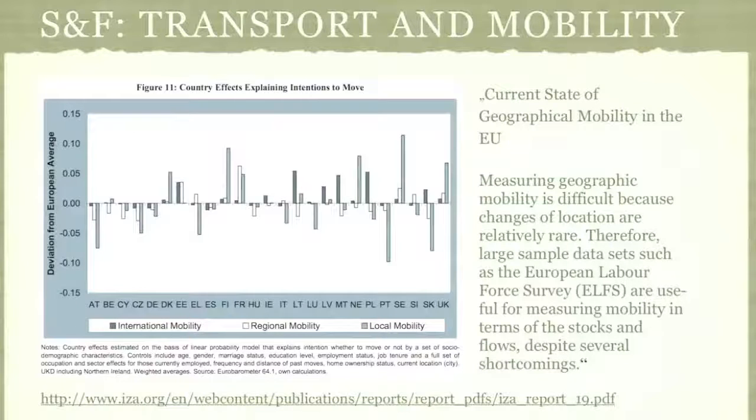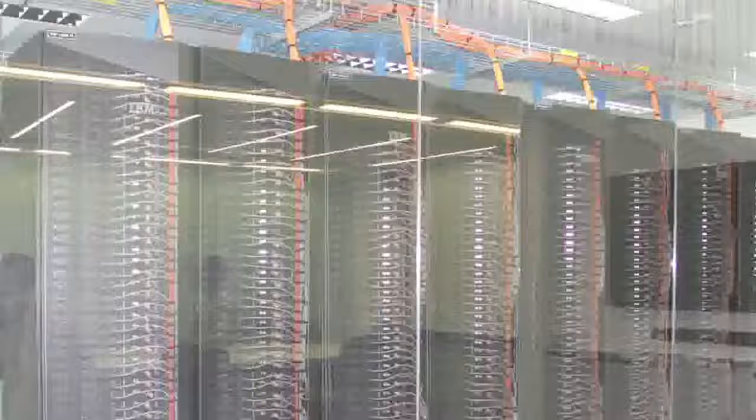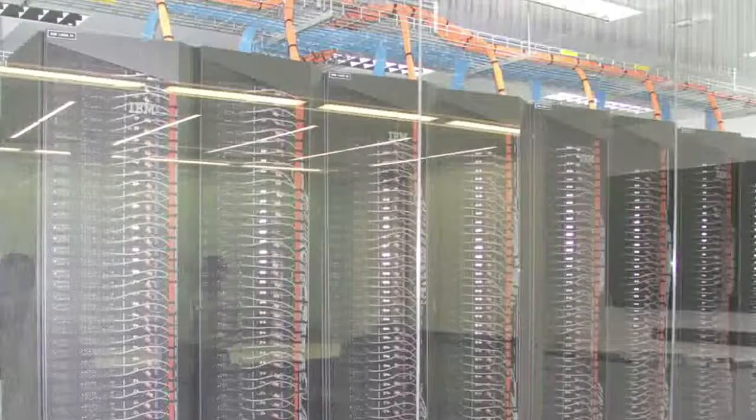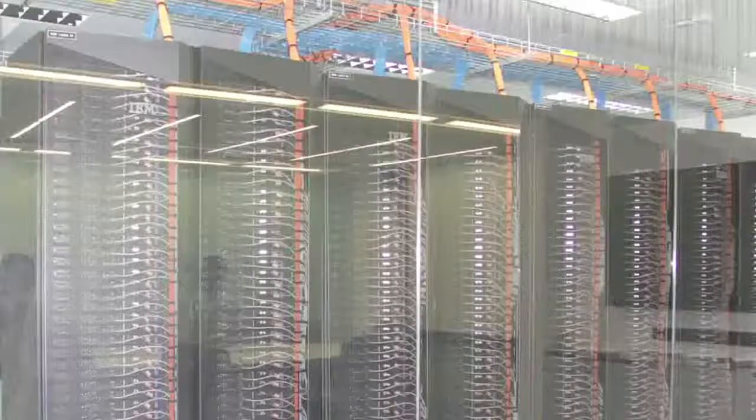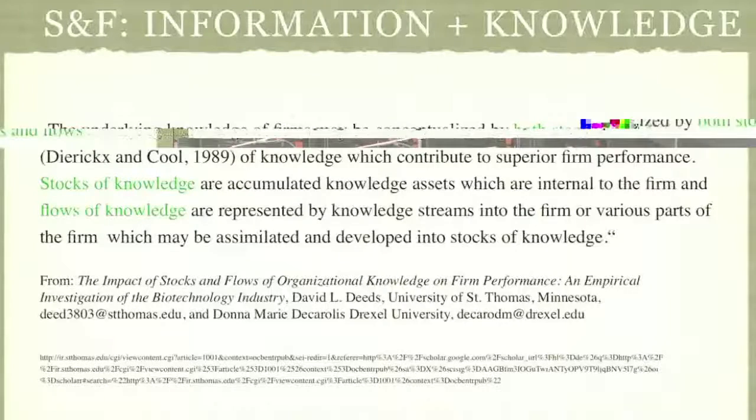So this is a mobility of people going in and out of a territory, and you have, I would say, a stock of transportation media on the left side, and on the right hand you have a flow, hopefully a flow of transportation. The last example is stocks and flows of information. This is a huge supercomputer, of course, and knowledge, information and knowledge.